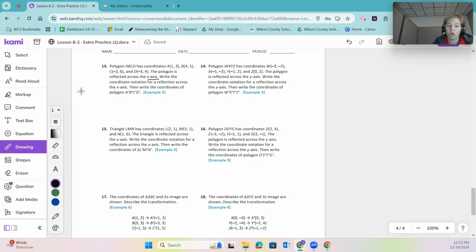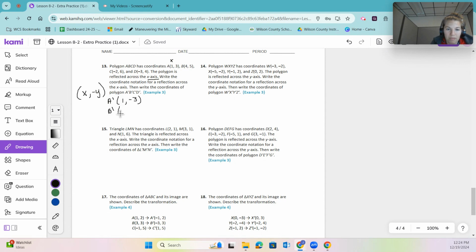So that coordinate notation is what we're talking about. X, and then y, and then what happens to each of them. Well, remember, when we go across the x-axis, we take the opposite of the y value. Okay, the x value stays the same, the y value is what changes. So for each of these, A, x is going to stay the same. I'm going to take the opposite of the y, so -3. So A prime is going to be 1 stays the same, and then it becomes -3.